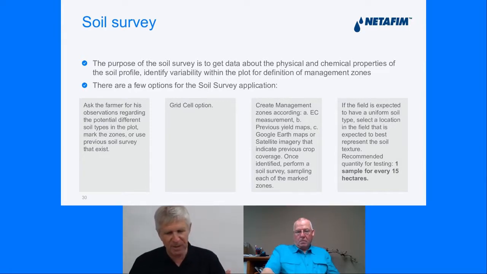Now, if the field is expected to be uniform, and sometimes it happens, select a location in the field that is expected to best represent the soil texture. It won't be the edges of the plot; it's going to be the middle of the plot. And then take one sample every 15 hectares. And it's not bad. Why?